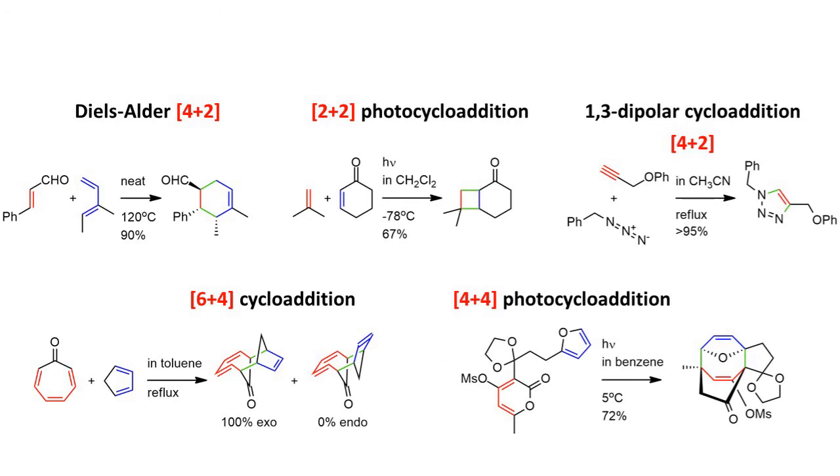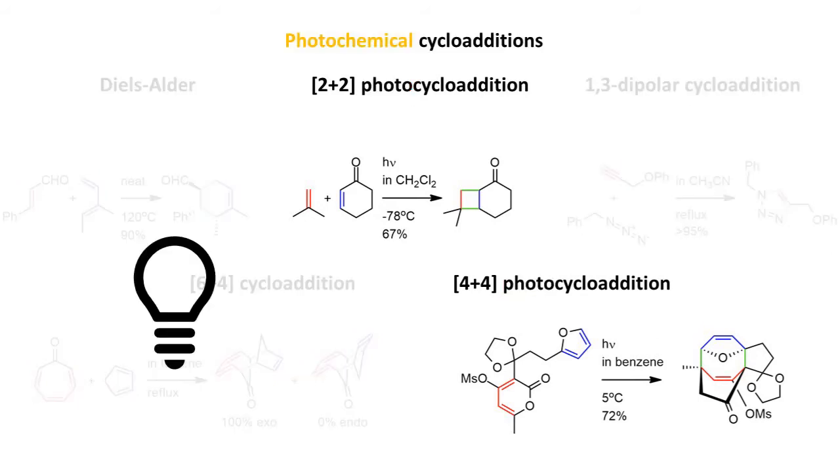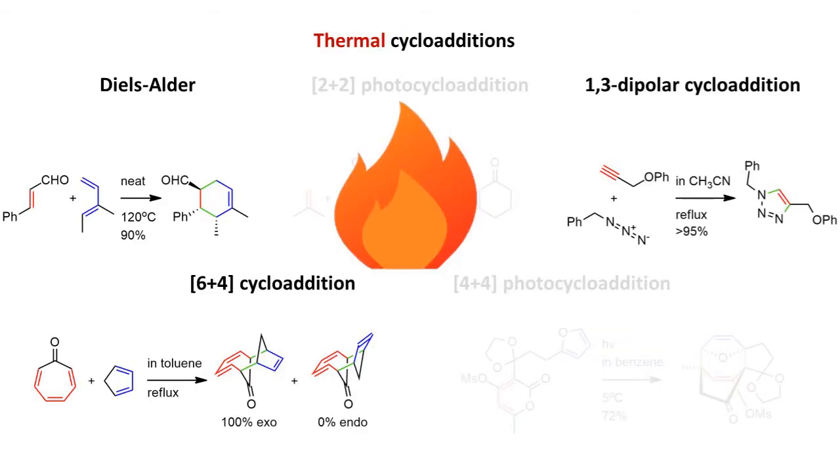Back to our list of cycloadditions, we can now characterize each of them with the number of electrons involved in the reaction. You may have noticed that some of the cycloadditions are further characterized as photocycloadditions. Indeed, some cycloadditions need to be activated by UV light to proceed. These are called photochemical cycloadditions. Other cycloadditions need higher temperatures to proceed. These are called thermal cycloadditions.